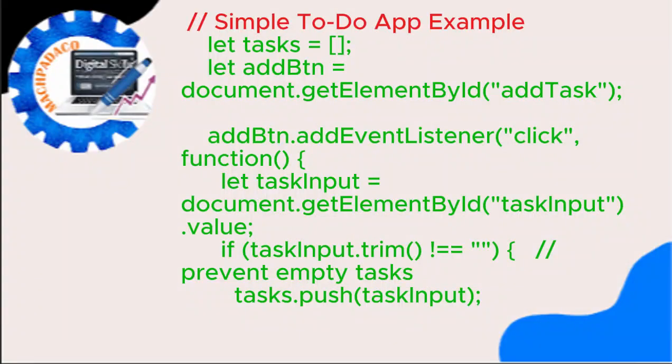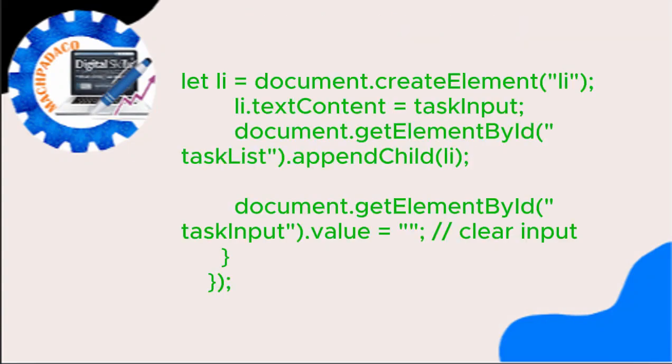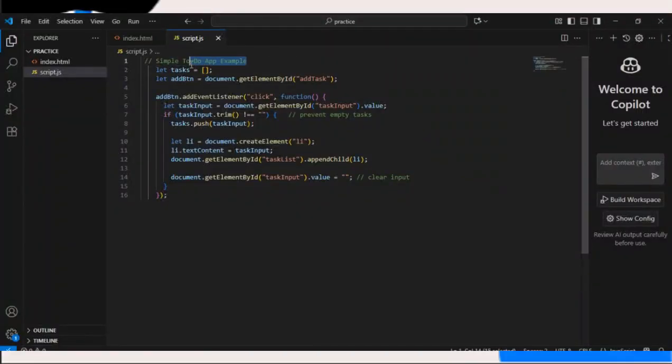Then as you can see on the screen, this is our JavaScript code. Let's take time to study it. Then let's move to our JavaScript coding environment proper. Then we have our comment, simple to-do app example. Then below it we have our first code, let tasks equals an empty square bracket. Then below it we have let add button.